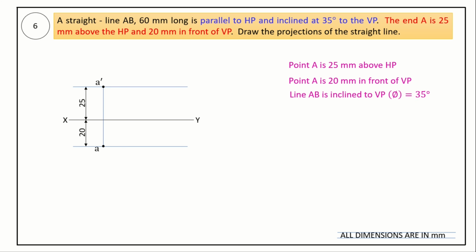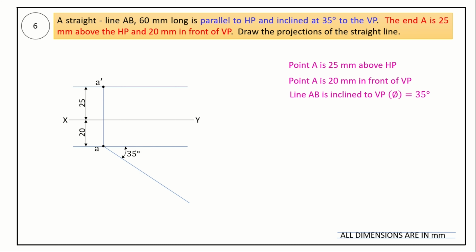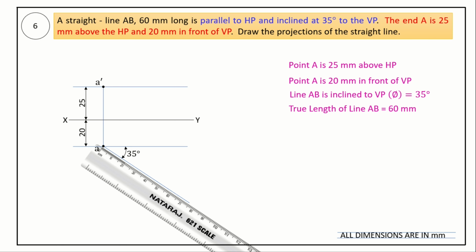It is given line AB is inclined to VP, that is phi equal to 35 degrees. Take a protractor with reference point as A, measure 35 degrees, draw an inclined line. This inclined line is inclined to XY by an angle equal to 35 degrees. It is given true length of line AB equal to 60 mm. From the point A, measure 60 mm, mark the point as B.